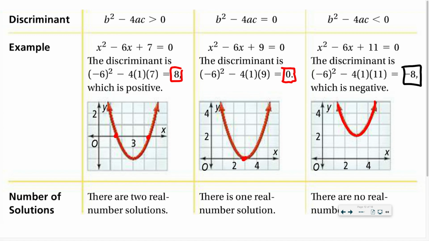And you may see a question that says, how many solutions does this quadratic have? You could very quickly calculate b squared minus 4ac, and identify if that's a positive number, 2 solutions. If it came out as 0, 1 solution. If it came out as a negative, no solutions.